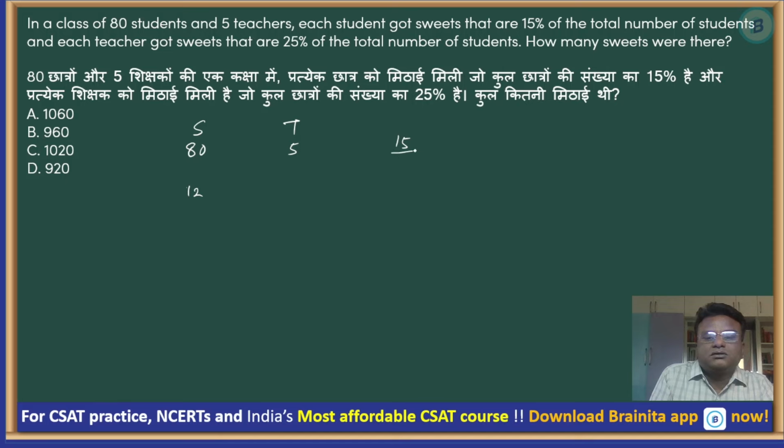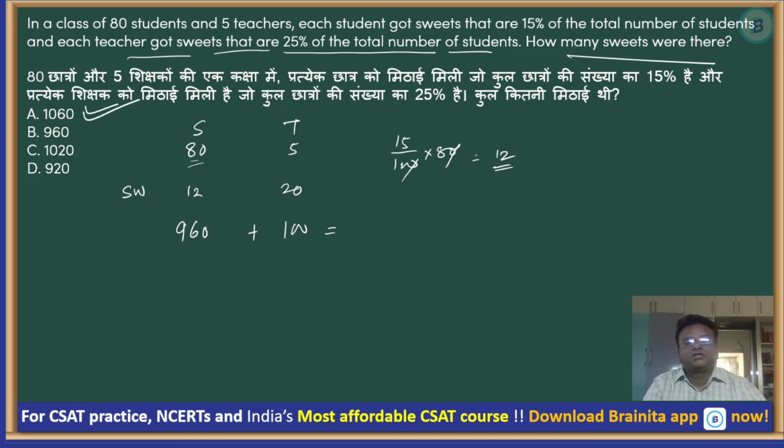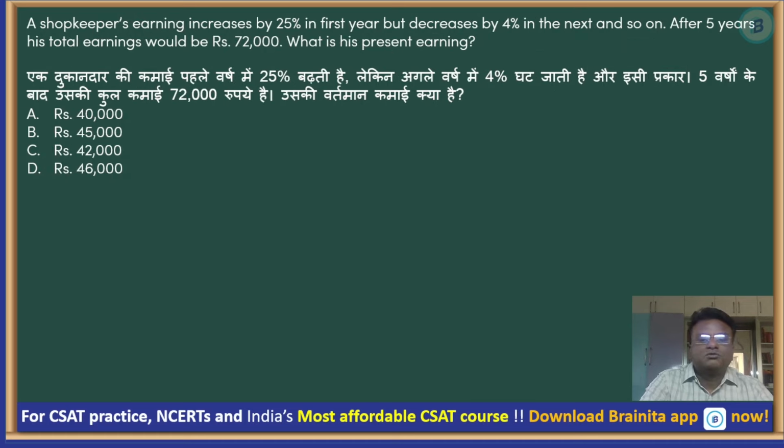15% of 80 is 12. And each teacher got sweets that are 25% of the total number of students. 25% is 1/4. 1/4 of 80 is 20. Right? This is sweets. These are the total number of sweets. So what is the total number of sweets? Simple. 12 plus 8 plus 20 plus 60 is 100. Your answer is option A. Simple question. Let us move to the next one.